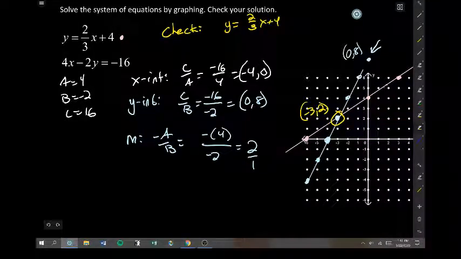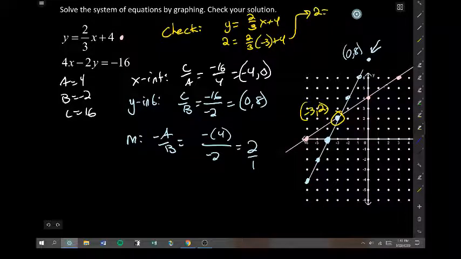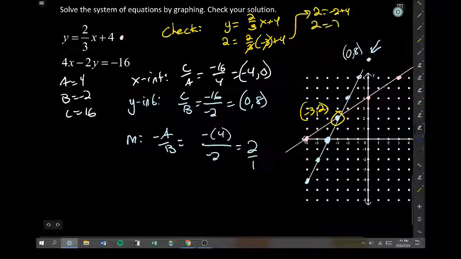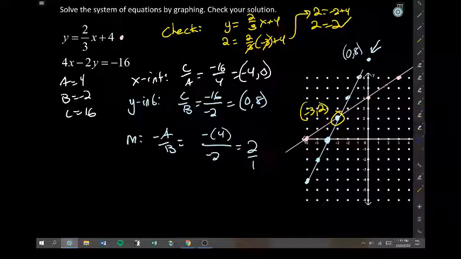I plug in 2 for y and -3 for x, and I want to see what that equals. That means that I get 2 equals this -3 and this +3 cancel, so it becomes -2 plus 4. -2 plus 4 is 2, so the first one checks. Okay, now I'll check the second one. I'm going to check this equation here.